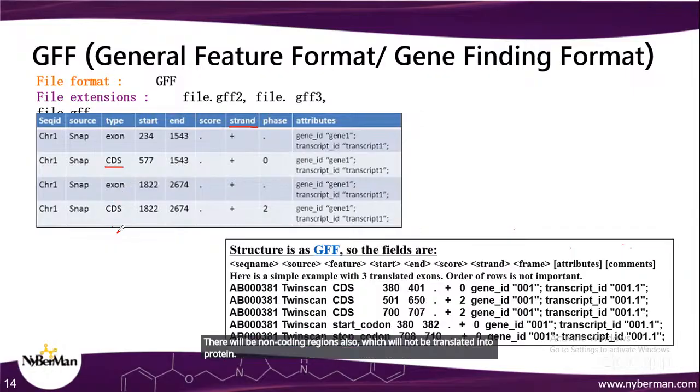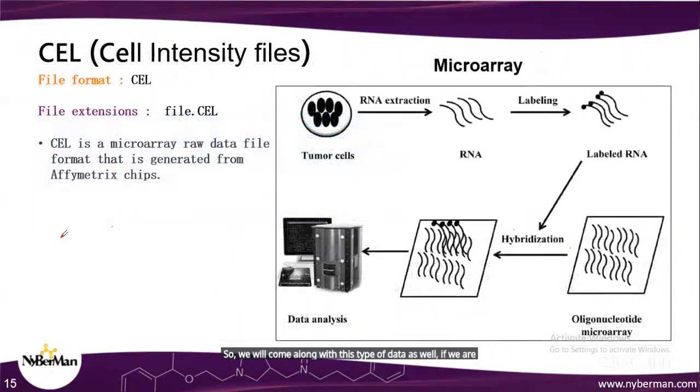Okay, because we know that proteins are the most basic modules that actually work in the basic functioning of the body. So most of the time we focus on CDS if we are studying the coding sequences or protein related information. Otherwise, we can also focus on exonic regions and other regions. So we will come across this type of data as well if we are dealing with RNA data.